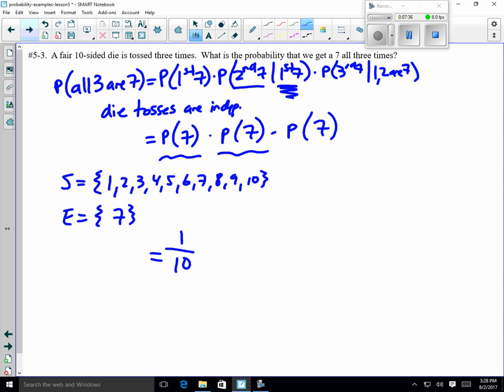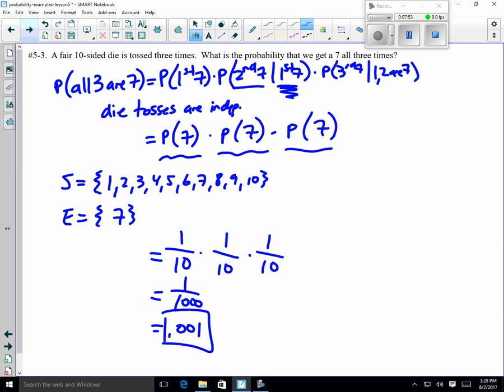And then this one here would be 1 out of 10 again, and then this one here would also be 1 out of 10. In each case, we're talking about 1 out of the 10 cases. So it'd be 1/10 times 1/10 times 1/10, which is 1 over 1,000, which would be 0.001. So very unlikely indeed, 0.1% chance of that happening, where we would get a 7 all 3 times if we toss a 10-sided die 3 times.